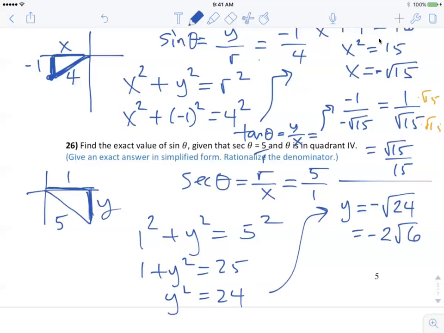Okay, and then finally we want sine, right? So sine is y over r. What's y? We just found it: negative 2 root 6 over r. R is 5. Final answer. That looks simplified, reduced, and rationalized.